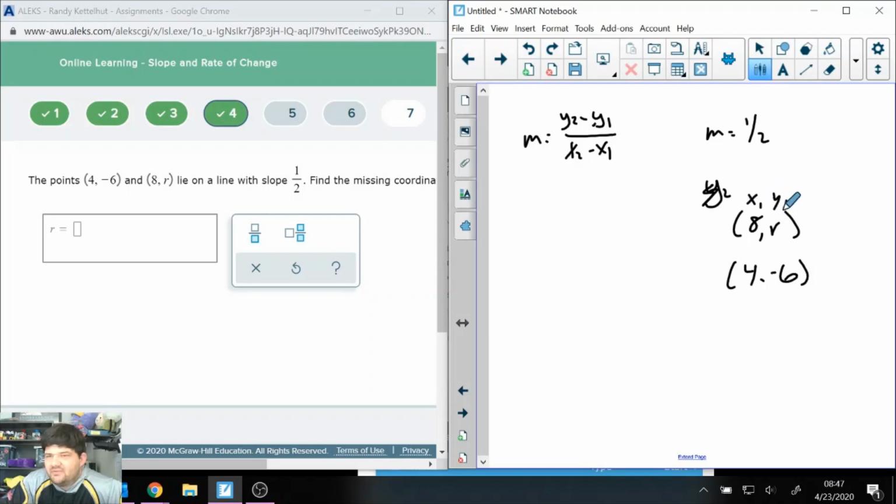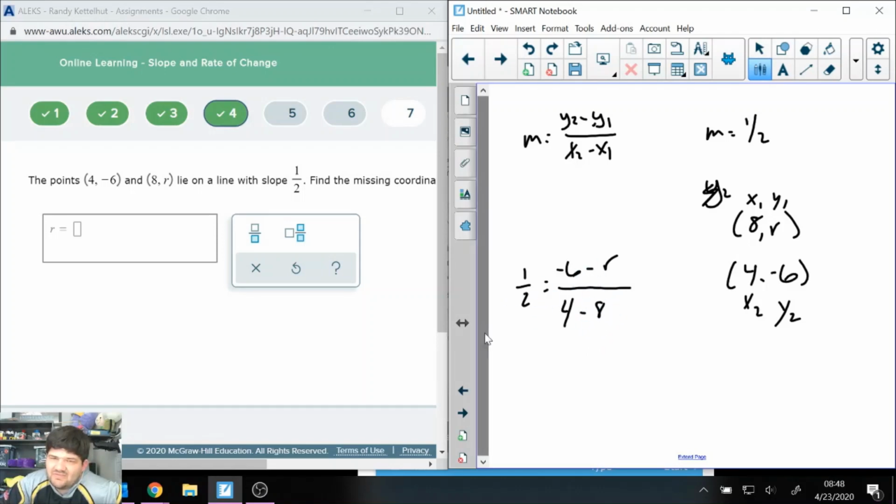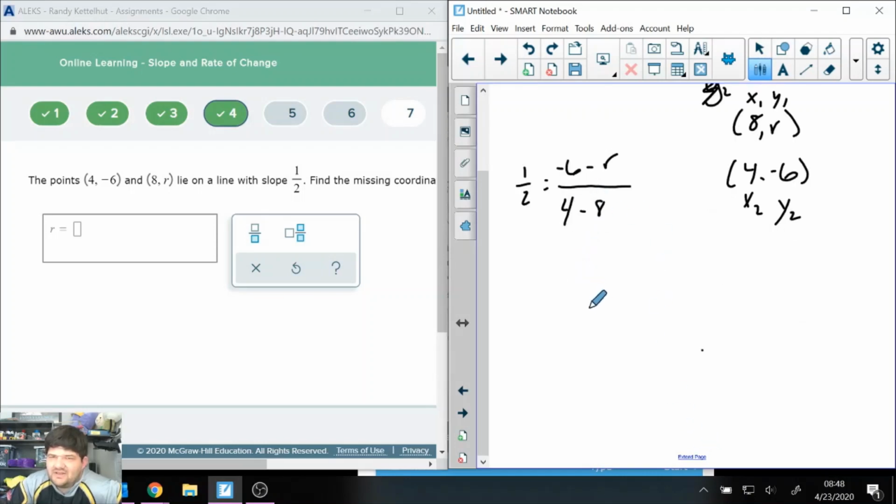I'll call this one x1, y1. I'll call this one x2, y2. So up here, then you're going to have 1/2 equals y2 minus y1. That's going to be negative 6 as our y2 minus our y1 value r, all over x2 minus x1. That's going to be 4 minus 8. I think I'm just going to stick with the same method. It's working fine. So 4 minus 8 is negative 4.